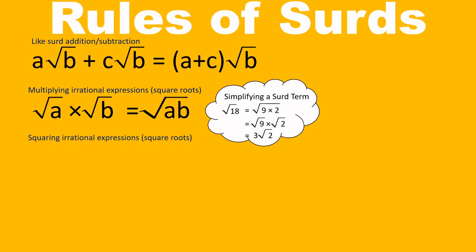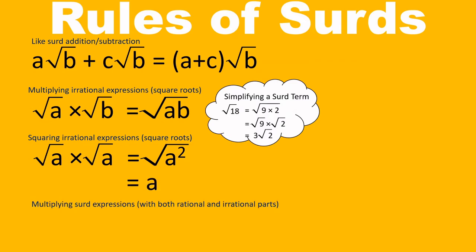We can also square irrational expressions. That is, we can square square-rooted values. The square root of a times the square root of a, for example, is clearly the square root of a squared. Multiplying any value by itself gives you that squared value. The nice thing about squaring irrational expressions is that the square root of a squared will cancel itself out. That will become just a.